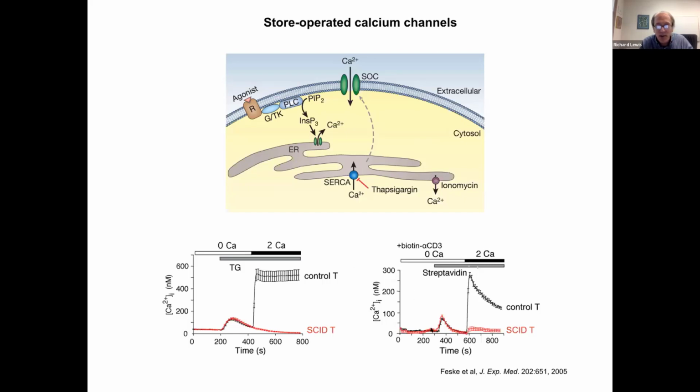The same thing happens in healthy T cells if the cells are instead stimulated by TCR cross-linking, in this case by anti-CD3 biotin and then cross-linking with streptavidin. You can see in the absence of calcium, the IP3-induced release, and then when calcium is re-added, a large influx of calcium from outside. Now in SCID patients having a defect in the CRAC channel, a non-functional CRAC channel, neither thapsigargin nor T-cell receptor stimulation evokes a calcium rise.